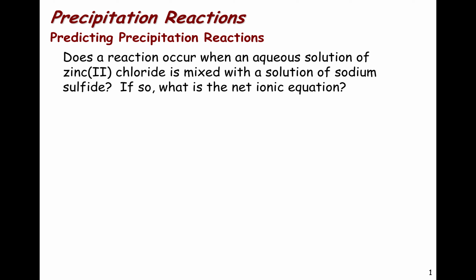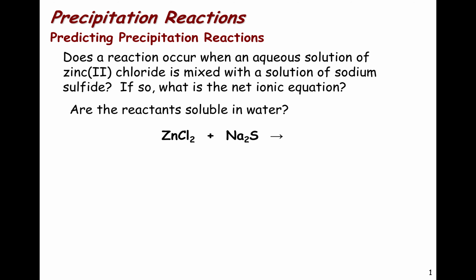Well, the first thing is we have to figure out what the formulas are of the two reactants. In this case, we also then have to identify whether these compounds are soluble or not in water. So, for the first step here, we have to recognize that chloride is a -1 ion and zinc is a 2+ ion. So, we do the crisscross and we find that the formula for zinc(II) chloride is ZnCl2.